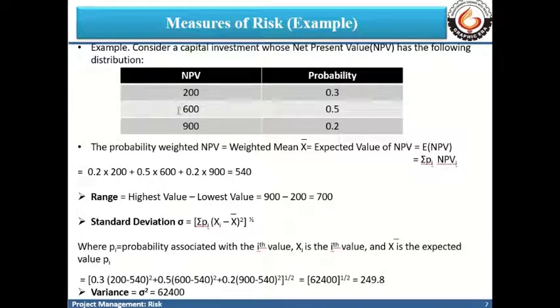Then in another scenario, depending on the cash flows, the NPV value of the project comes out to be 600, and it has a probability of 0.5. And in another scenario, 900 is the NPV value of the project, and the probability associated with this NPV value is 0.2.